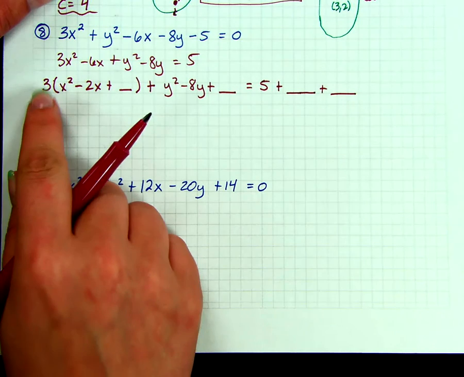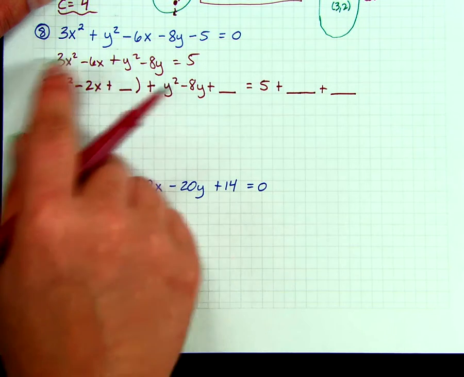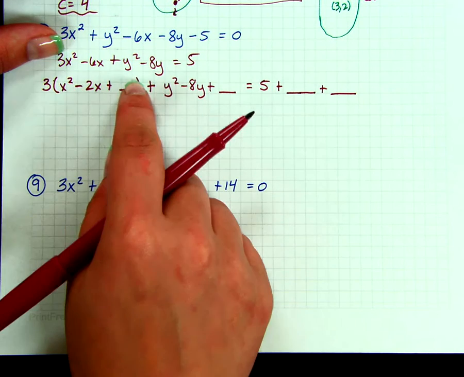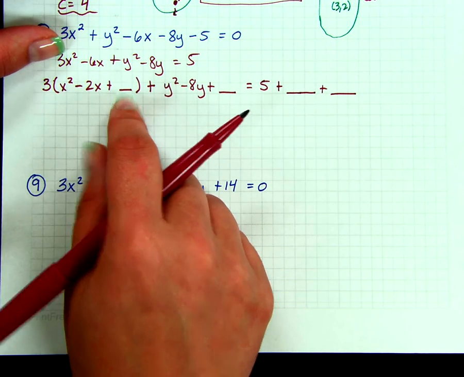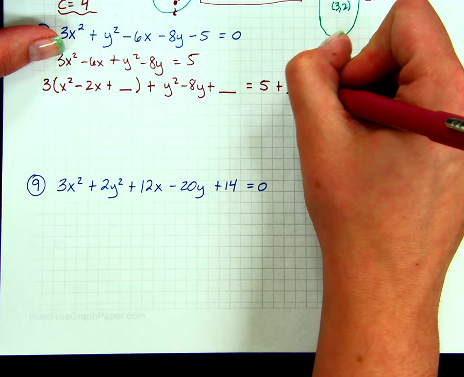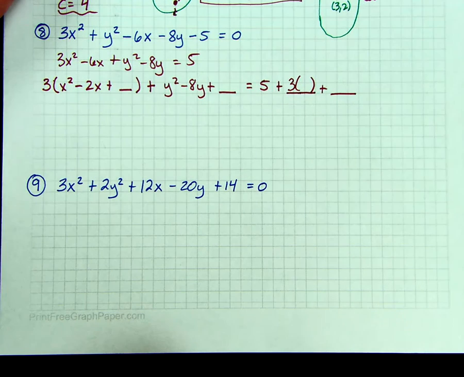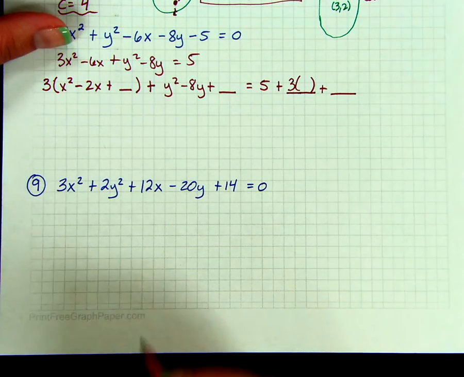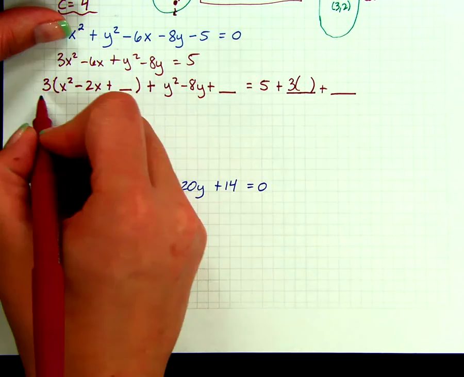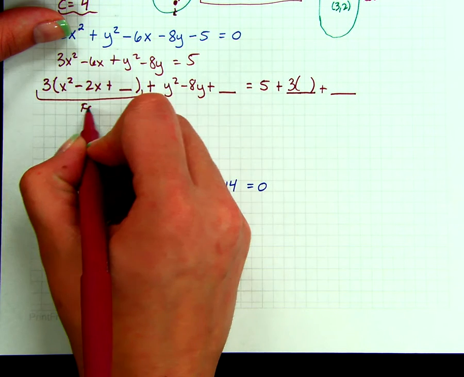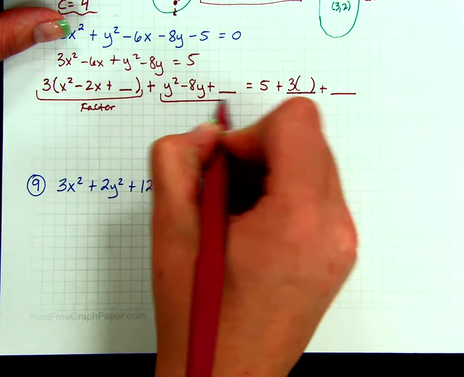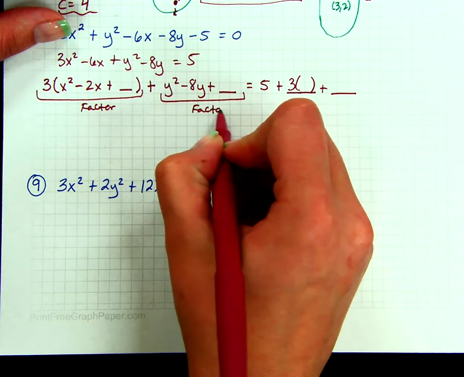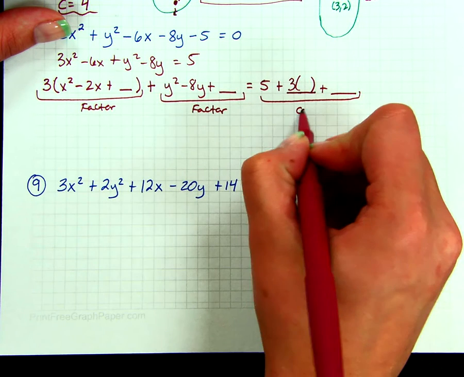Now, because we're factoring out a 3 with our x's, we are eventually going to end up distributing that back to this. So that means on this side, I need to include the number that I factored out. Okay. All right, so again, we're going to factor, and then here we are simplifying and combining.